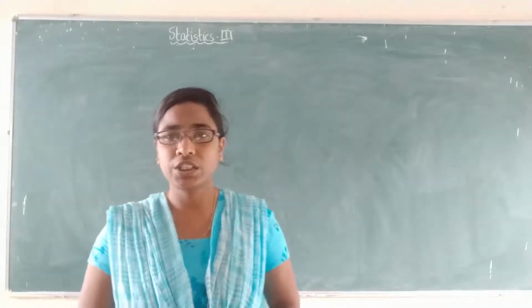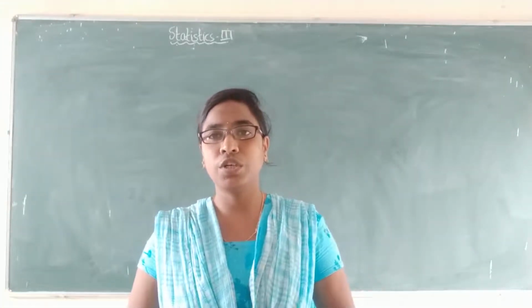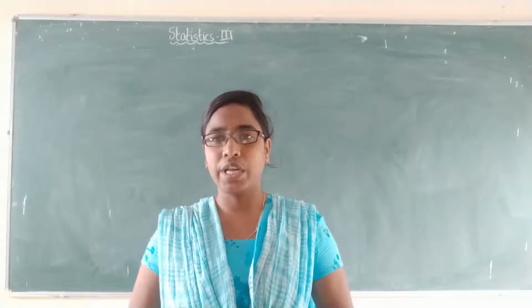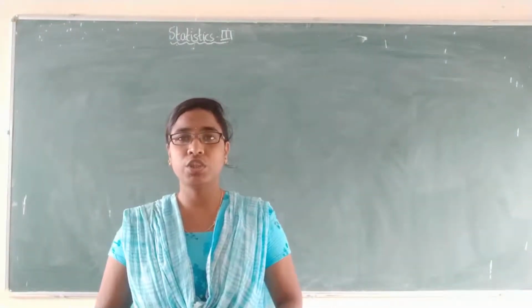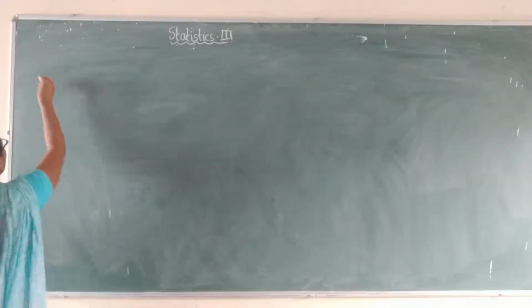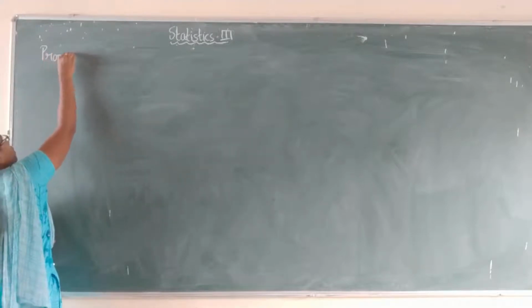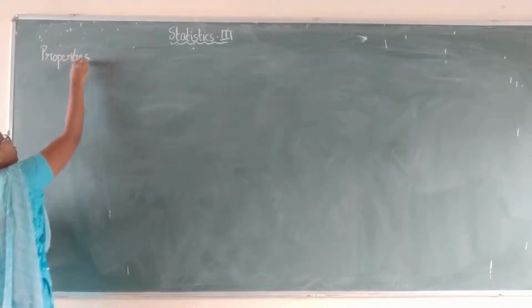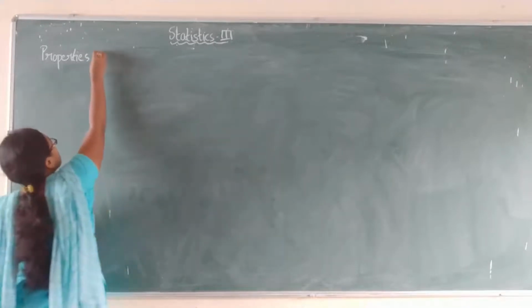So what are regression coefficients? Byx is the regression coefficient of the line y on x. Similarly, bxy is the regression coefficient of the line x on y. Now we will start the properties of regression coefficients. Similarly, like correlation, here also we will have properties and we will prove the properties.